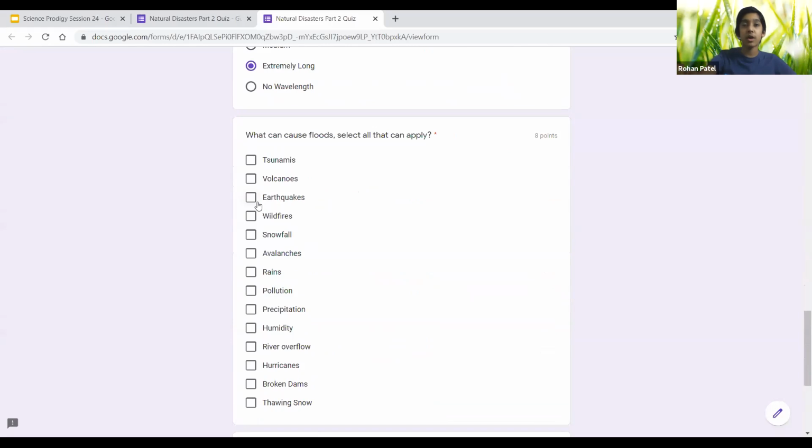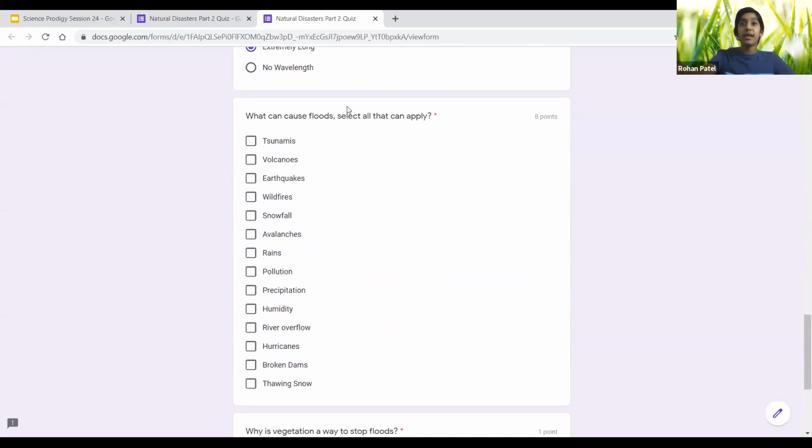Now this question, a couple of you guys got wrong. What can cause floods? Select all that apply. Tsunamis, snowfall, avalanches, not avalanches, rains, precipitation, river overflow, hurricanes, broken dams, and thawing snow. Remember, tsunamis can cause floods. Snowfall and rains are forms of precipitation. River overflow is literally flooding. Hurricanes are another way. Broken dams, if the dam breaks, will create a lot of water flooding out, and thawing snow when it does melt.